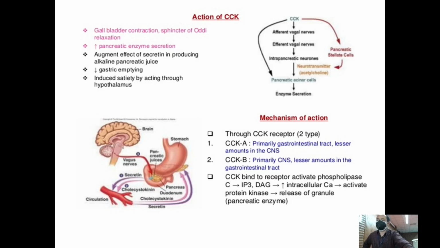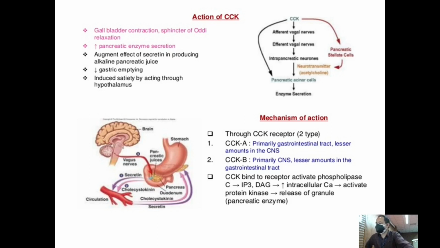Then another function is that it induces satiety by acting through the hypothalamus. So it has a role in the control of feeding as well, producing satiety. That means a person stops eating food. When fat and protein arrive in the duodenum, CCK is secreted and acts on the hypothalamus. It acts like a feedback mechanism, a negative feedback mechanism, that decreases feeding and stops feeding.